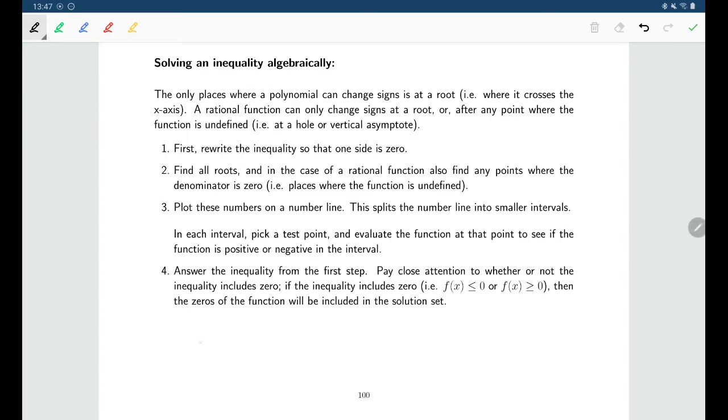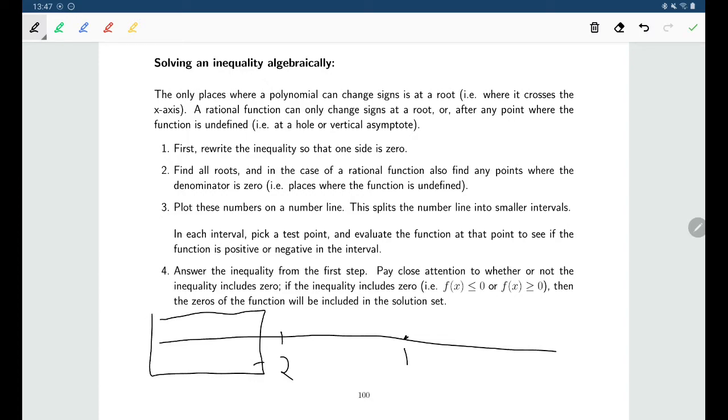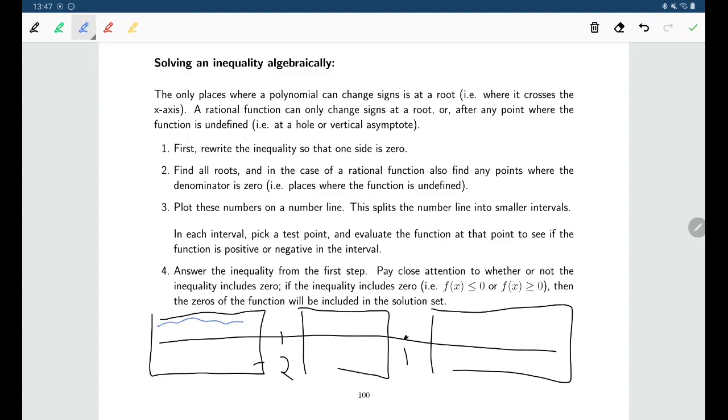Let's say you found for some polynomial that it crosses the x-axis at 1 and at -2. Well, then there's really three places to look at. There would be the values that are less than -2, the values between -2 and 1, and then the values that are larger than 1. In each of those regions, you'll either always be entirely above the x-axis or always below.